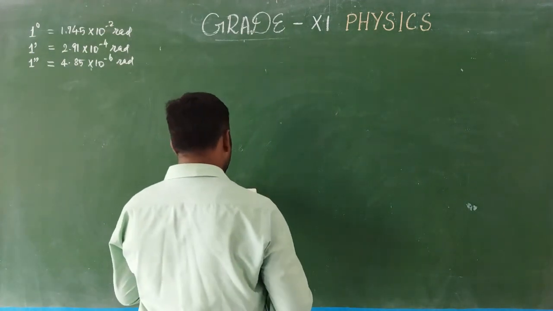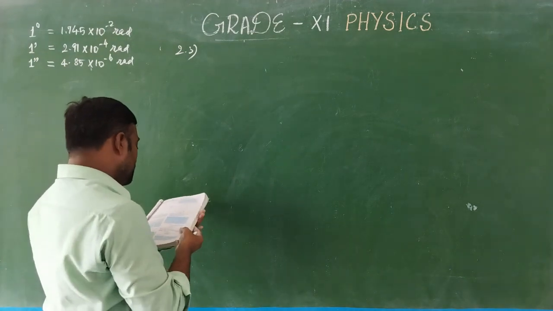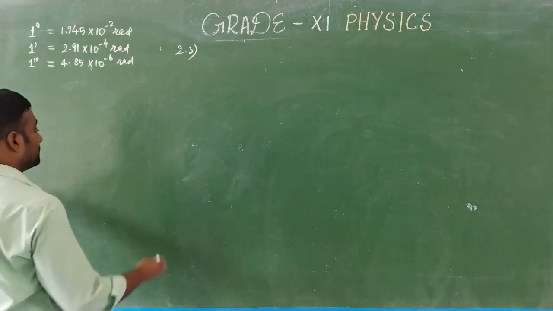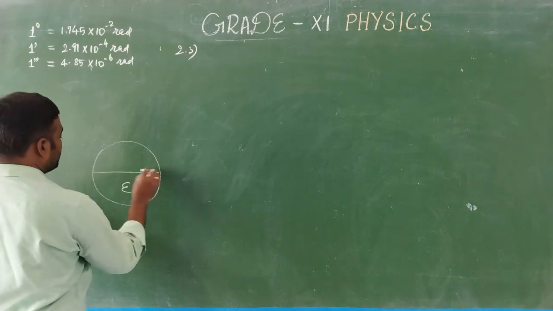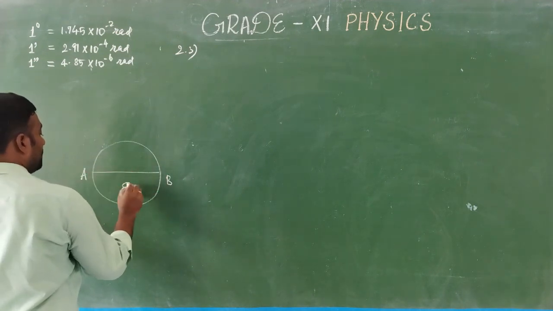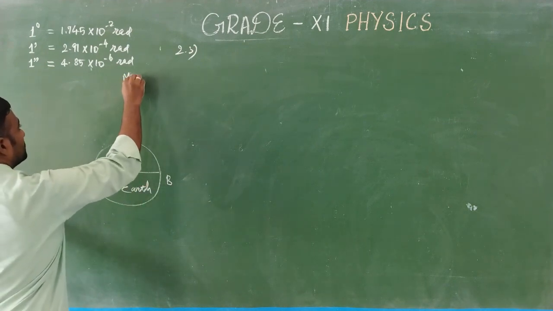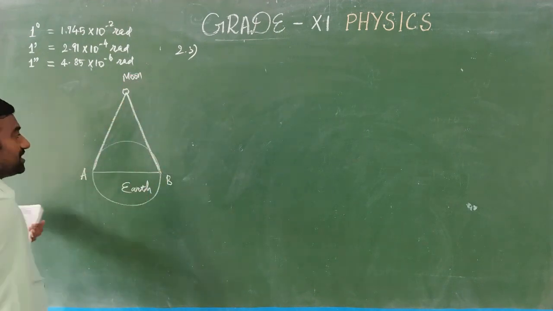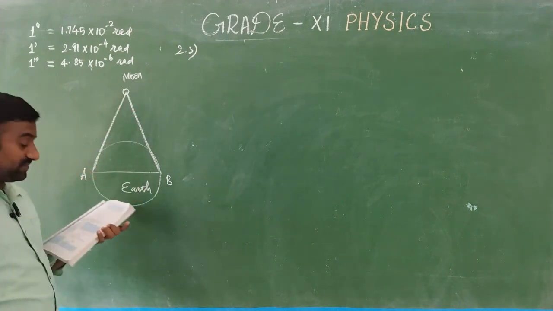Example 2.3. The moon is observed from two diametrically opposite points A and B on Earth. So this is our Earth. Earth has diametrically opposite points A and B. Let us take it is from the North Pole, and this is from the South Pole. So from the Earth, what are we observing? We observe the moon. So the moon is observed from two diametrically opposite points A and B on the Earth. This is the position of the moon.